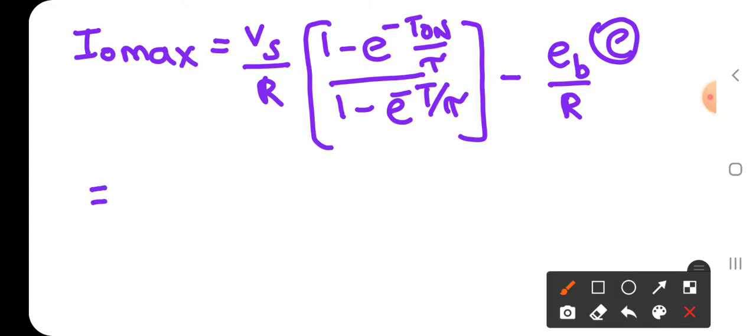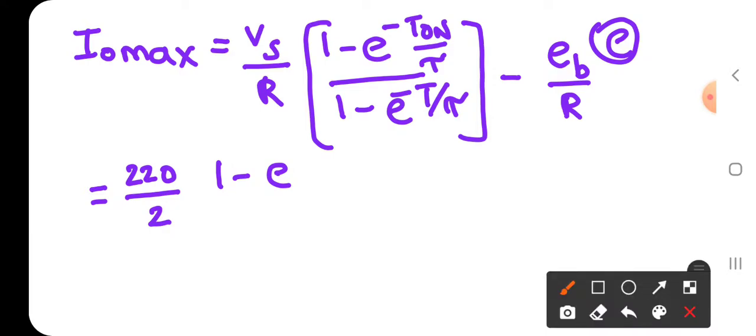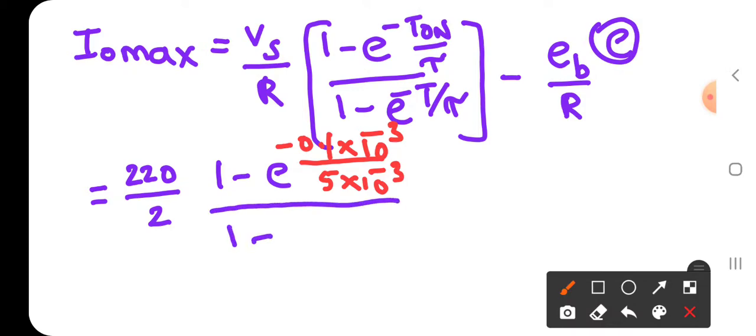Now let me substitute all the values. Here Vs is 220 volts divided by R, in the sense 2, into 1 minus e power minus T on time period, that is 0.1 into 10 power minus 3 by T, in the sense 5 into 10 power minus 3, divided by 1 minus e power minus t by tau, t in the sense minus 1 into 10 power minus 3 by 5 into 10 power minus 3.